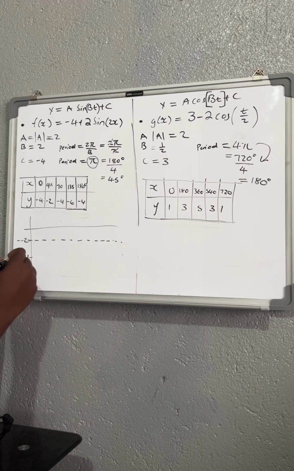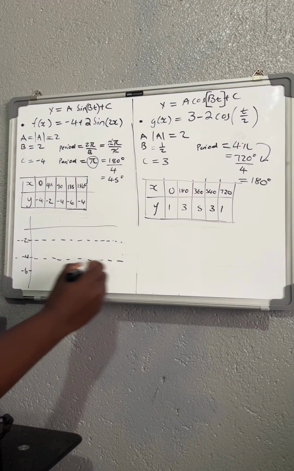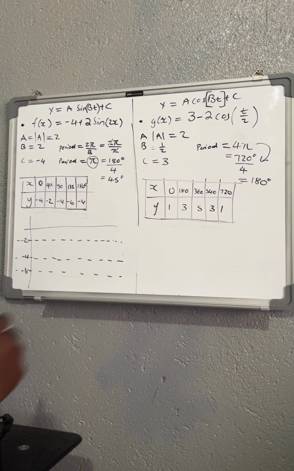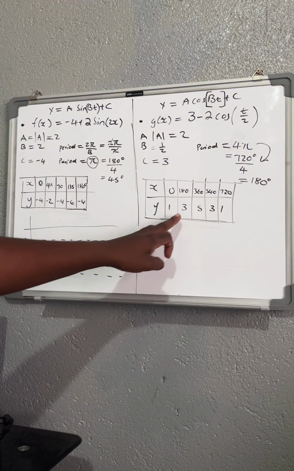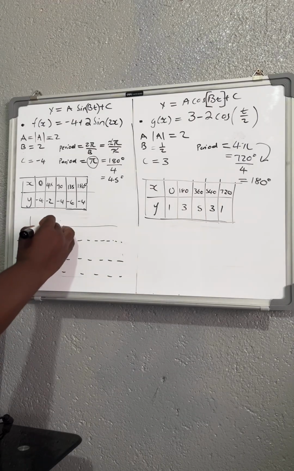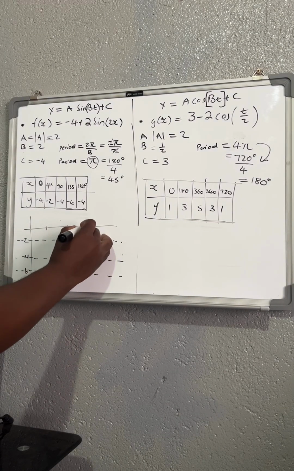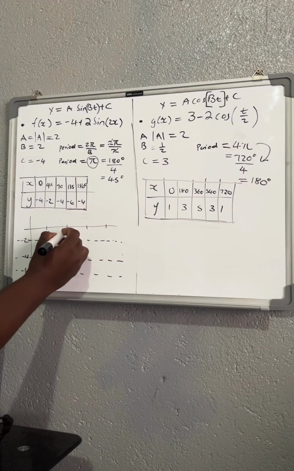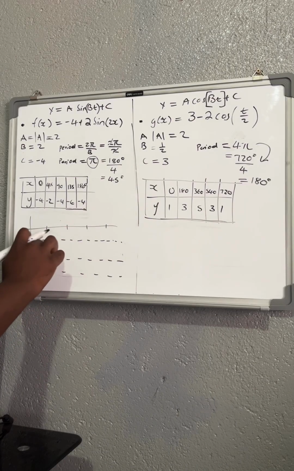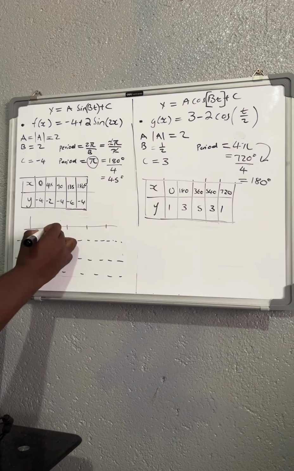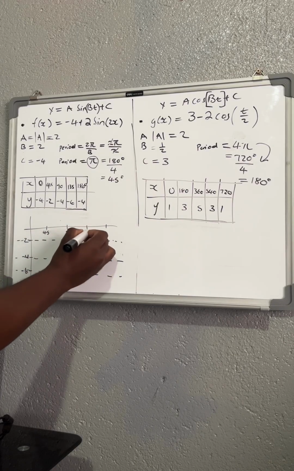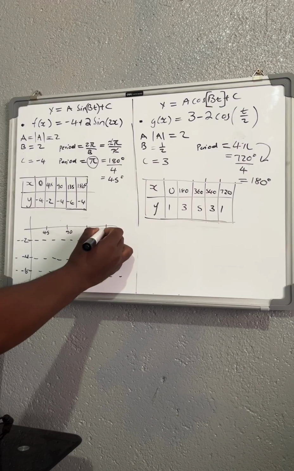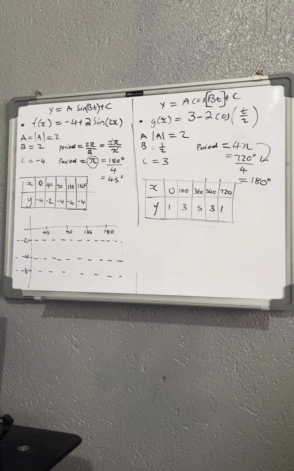Do lines like this. Then remember I said you're going to be having these 4 quarters, so you're going to have 1, 2, 3, 4. So your graph will always come out perfect. Here you have that 180. Sorry, we're focusing on this one. Here you have that 45. Here you have that 90. Here you have that 135. Then here you have that 180 degrees.